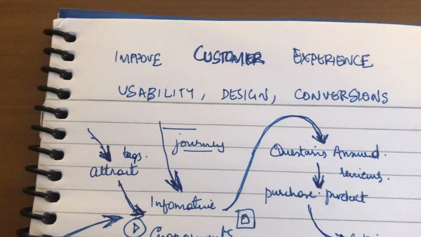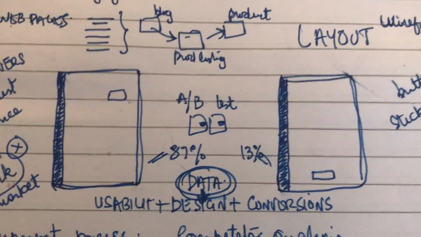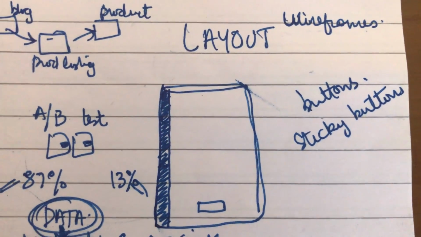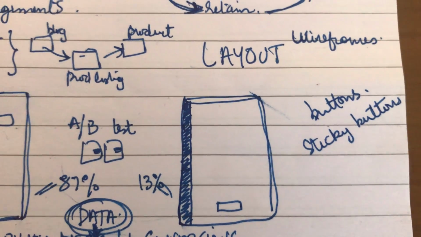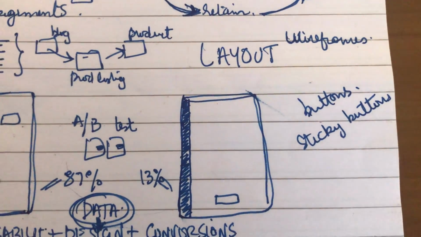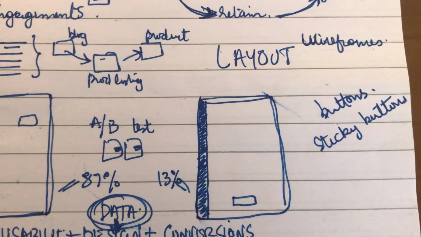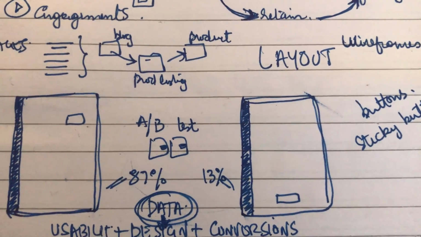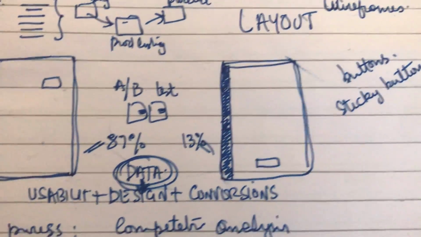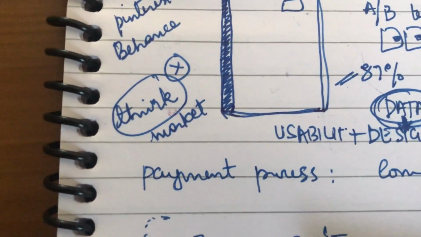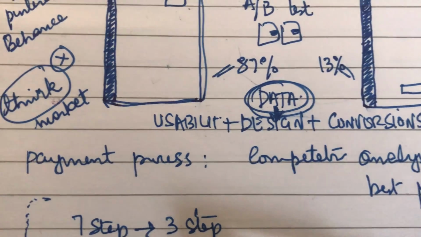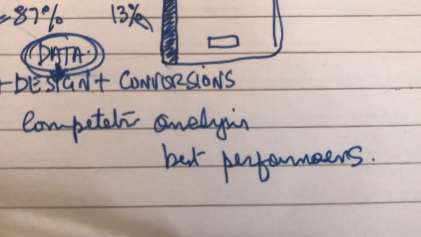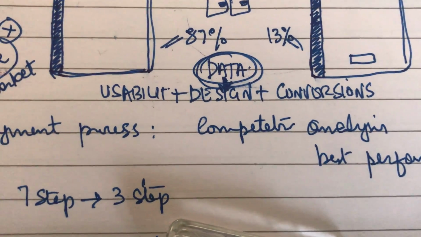That's how you improve the customer experience, and it must be very easy for the customers. You might have noticed that some applications like Uber or Paytm make some buttons sticky. So that all must be analyzed first. The payment process must be made much simpler. You can analyze the competitor, and there will of course be the best performers. Just copy them. I say copy them.